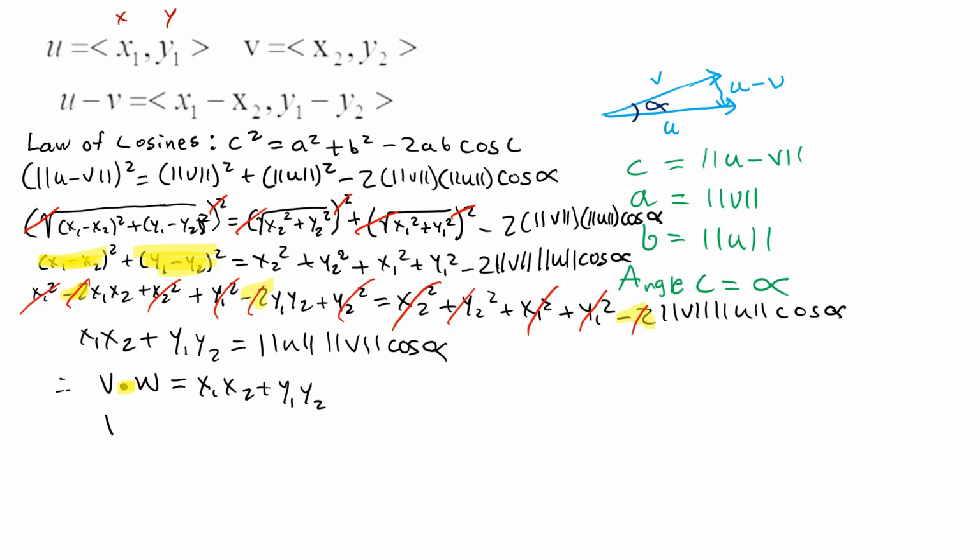And then also v dot w, we can say, equals the magnitude of u times the magnitude of v cosine of alpha. But yeah, this is deriving the dot product using the law of cosines. Hopefully you now know where this comes from. Great.